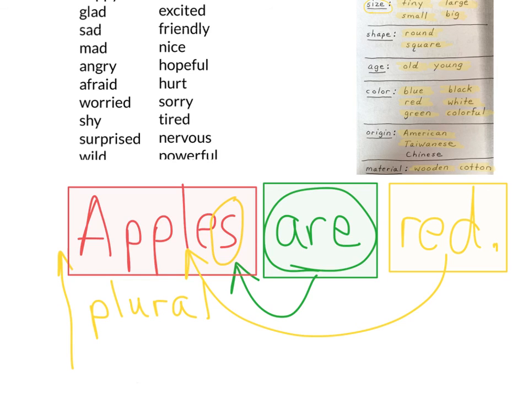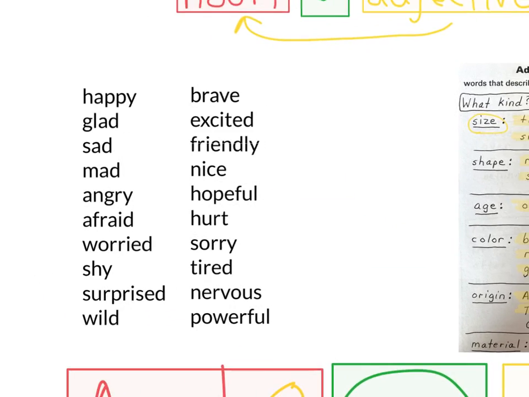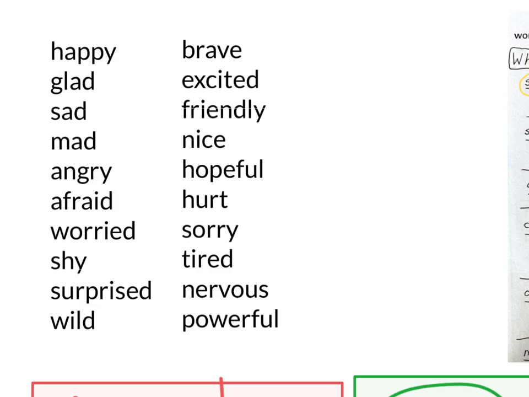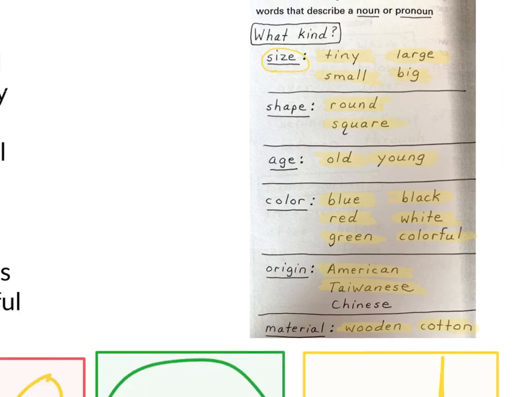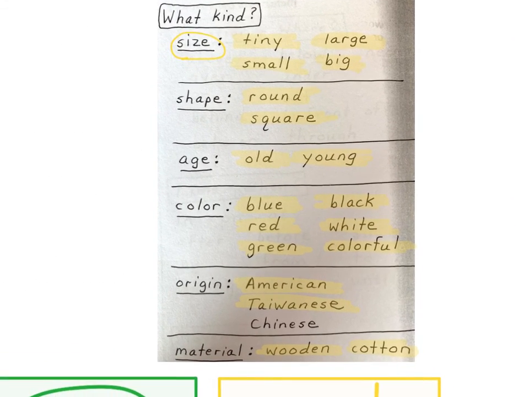Now it is your turn to practice. Practice making as many sentences as you can. Check to make sure if you need a or the, if you need is or are. Put a period at the end, a capital at the beginning, and practice reading them out loud. These are the words that you're going to try to use. These words that tell us how we're feeling, or these words that tell us how big or what shape or how old or what color or where something is from or what something is made of.